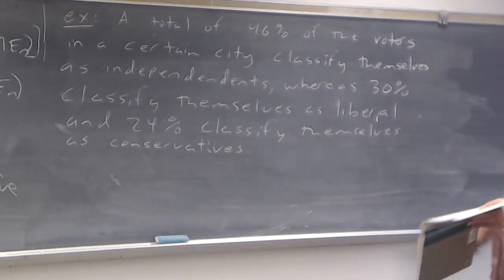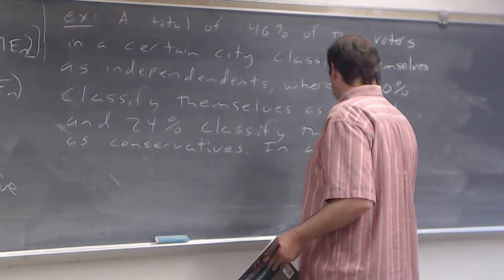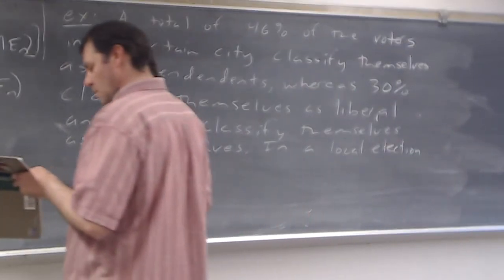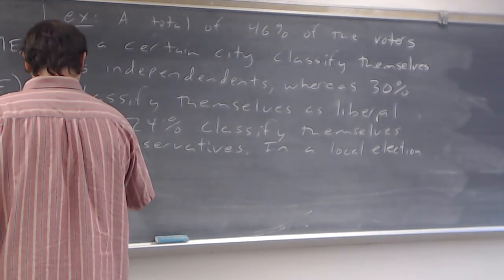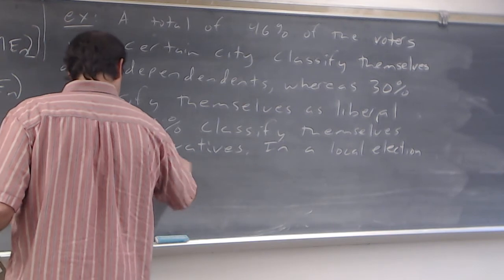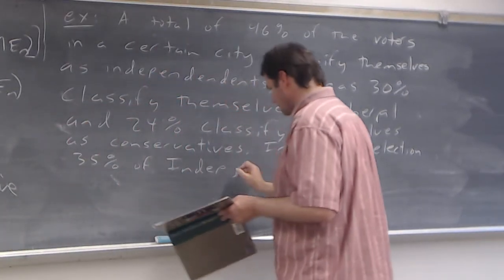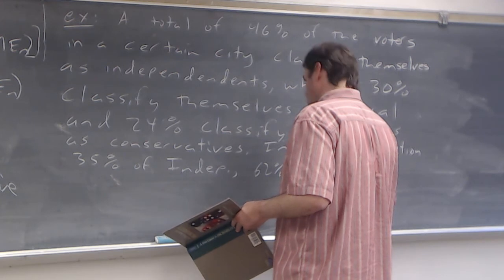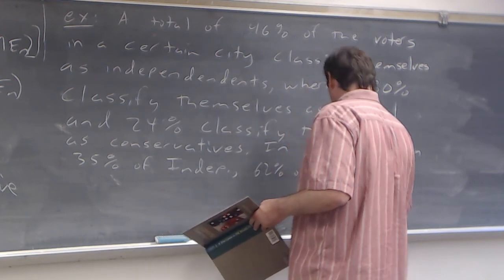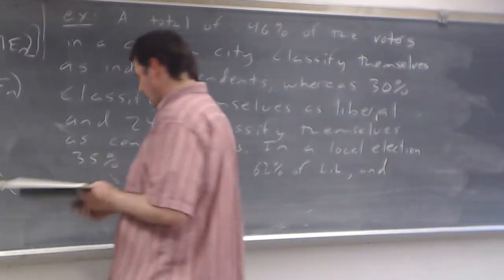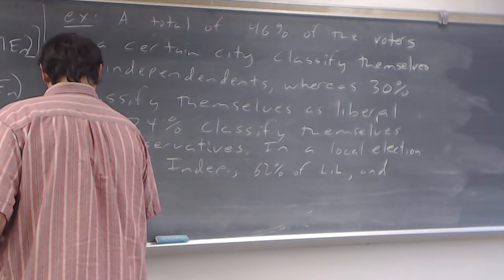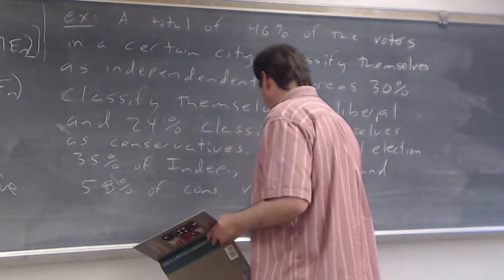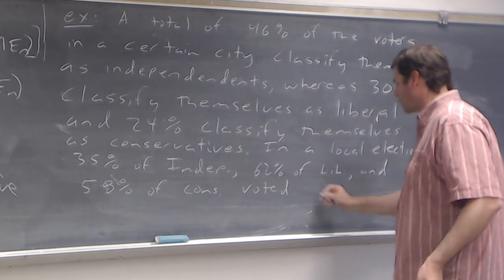Okay. In a local election, 35% of independents, 62% of liberals and 58% of conservatives voted. Okay. The voters are selected at random.